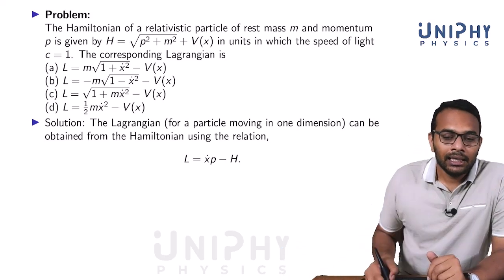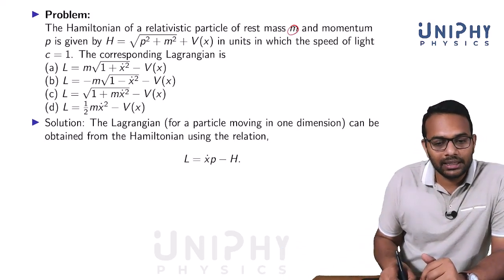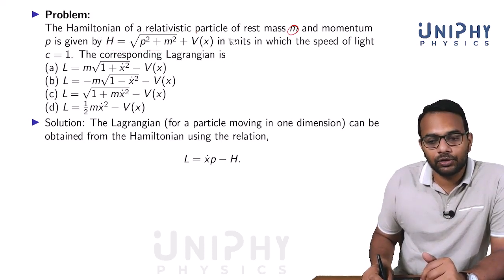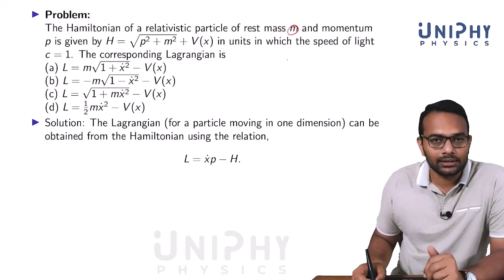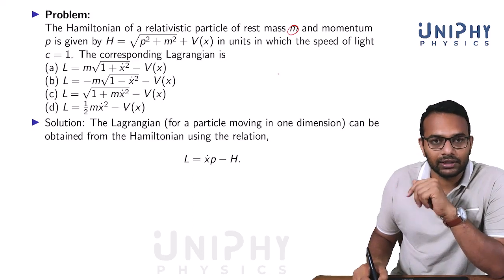The Hamiltonian of a relativistic particle of rest mass m and momentum p is given by H equal to square root of p square plus m square, plus V of x, in units in which the speed of light c is equal to 1. So we are given the Hamiltonian of a relativistic system here.